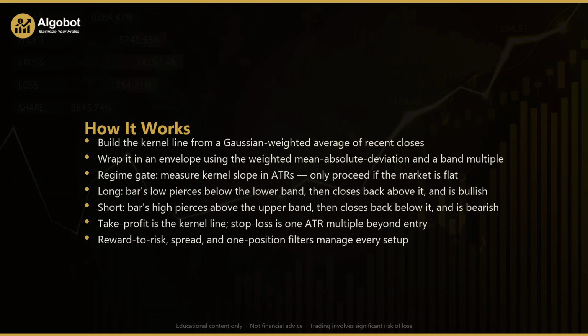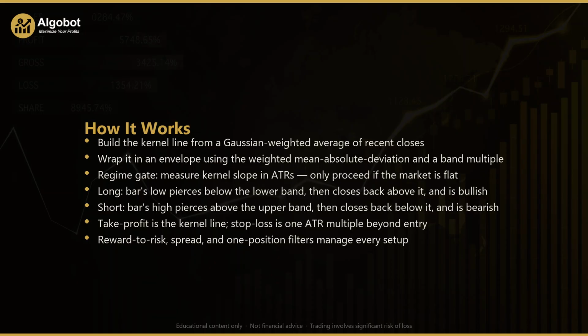Now the entry conditions. For a long, the strategy checks whether the just closed bar's low pierced below the lower band, showing an overstretch to the downside, and whether that same bar then closed back above the lower band, showing the reclaim. It also requires the bar to be bullish, meaning the close finished above the open, confirming the snapback has begun. When all three line up, it buys. The take profit is set to the kernel line, the central magnet, and the stop loss is placed 1 ATR multiple below the entry. The short side mirrors this exactly.